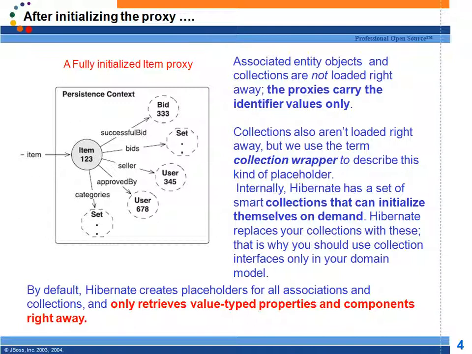One item has one successful bid. That means there is a one-to-many relationship between item and bids. One item has one successful bid, right? And one item has a set of bids. Here it is a one-to-many relationship, right?